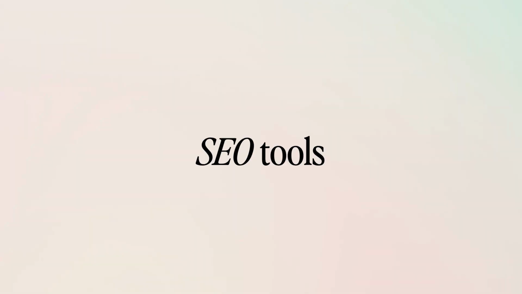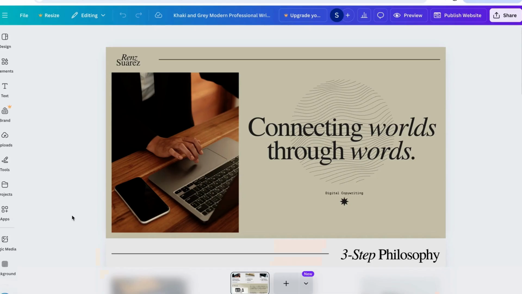Next, let's talk about SEO. SEO, which stands for Search Engine Optimization, is all about how your website shows up in Google. It's what helps somebody find your site when they type something into a search bar, even if they've never heard of you before. So for small businesses or content creators or anyone trying to grow an audience online, good SEO can be a huge game changer. So let's talk about the difference between SEO in Canva websites and Squarespace.